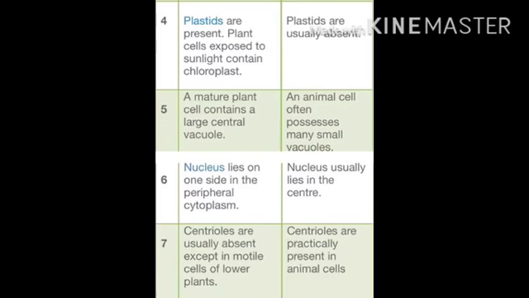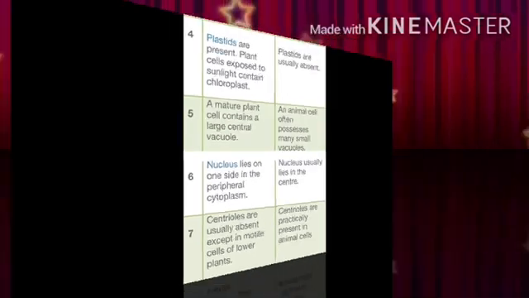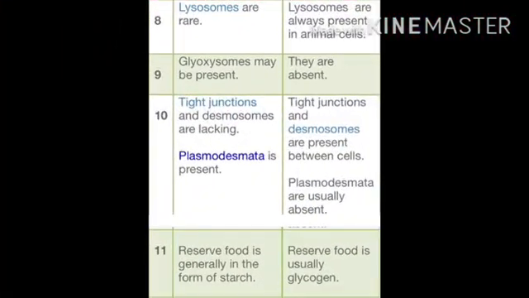Centrioles are usually absent in plant cells except in motile cells of lower plants. Centrioles are particularly present in animal cell. Lysosomes are rare in plant cell, whereas lysosomes are always present in animal cell.